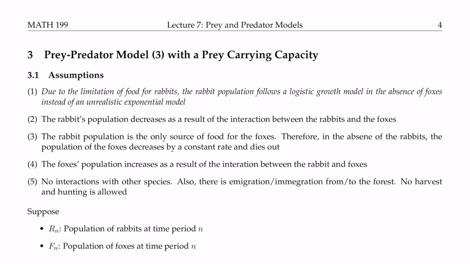That is, the rabbit population decreases as the result of the interaction between rabbits and foxes. The rabbit population is the only source of food for the foxes, therefore in the absence of the rabbits, the population of the foxes decreases by a constant rate and dies down. And number four, the fox population increases as the result of the interaction between rabbits and foxes. And number five, no interaction with other species. Also, there is no immigration or emigration from or to the forest, and no harvest or hunting is allowed in this ecosystem.